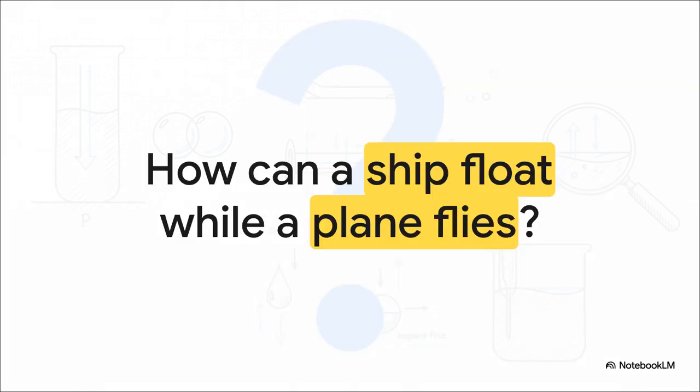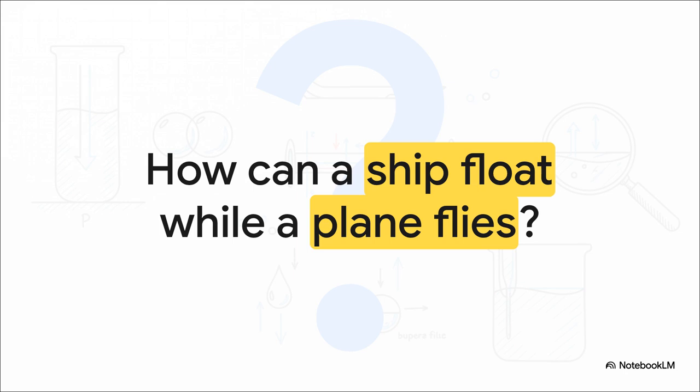So let's start with a puzzle. How in the world can a huge steel ship, which is obviously super dense, just float on calm water? And on the flip side, how does a massive airplane use moving air to fly? Well, the answer to both lies in the fascinating world of fluid physics, and that's exactly what we're going to unpack right now.